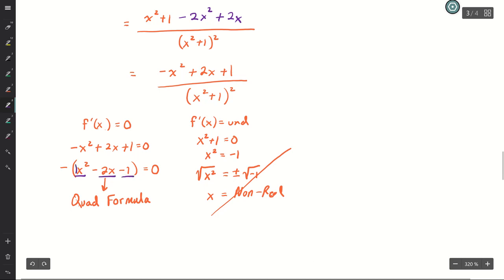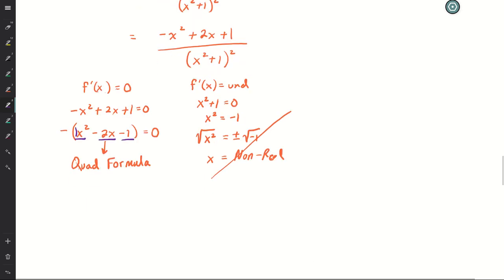Remember that quadratic formula, you use a's, b's, and c's as the values that are in front of x squared, in front of x, and then your constant value. So the value in front of your x squared term is 1. The value in front of your x term is negative 2. And then the value that's just your constant term is negative 1.